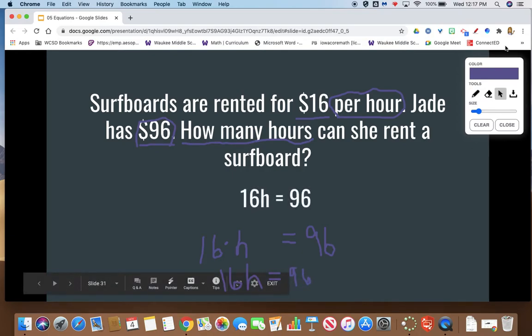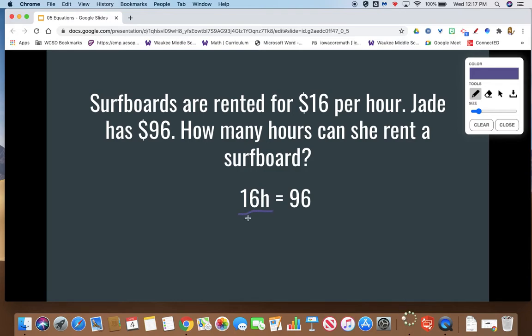To then solve my equation, we would take the inverse of 16 times h, which is dividing by 16. And thinking about 96 divided by 16, that would get us 6 hours is how much she can pay for with her $96. So here's what our equation looks like set up, and here's our answer.